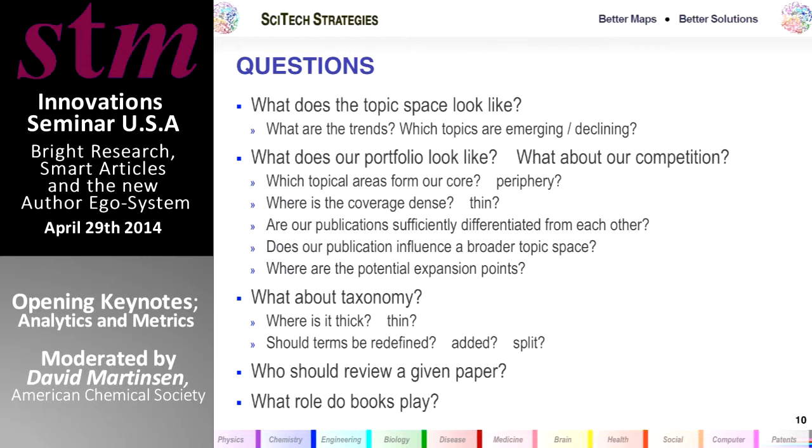Let's say you've got several different journals. Are those journals really different from each other in what they're covering from an overall science perspective? Does a particular publication, a particular journal, influence a broader topic space, or is its influence very stovepiped within just the set of topics that it covers? What are potential expansion points? If you've got a taxonomy, you might want to evaluate the taxonomy. Where are the terms very well posed, and where they might need to be split up or defined in a different way?